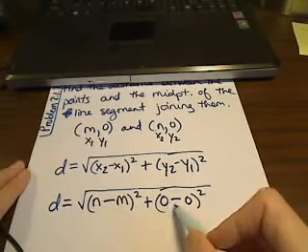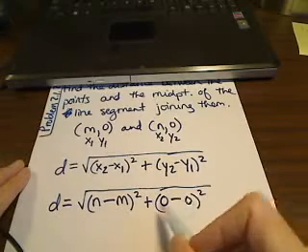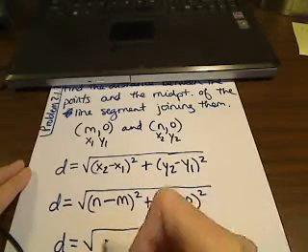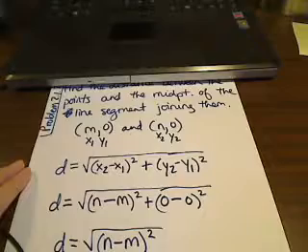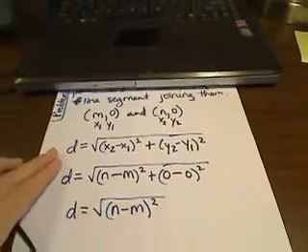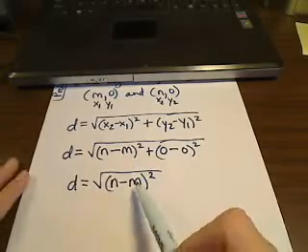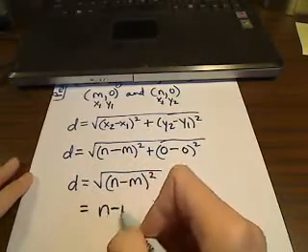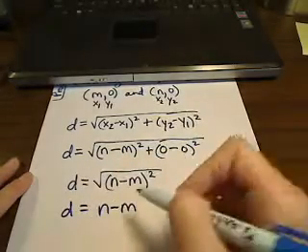Well, 0 minus 0 is just 0, so this part just goes away, and I'm left with the distance equaling the square root of n minus m quantity squared. Now to evaluate that, the square root of anything squared is just going to be that thing, so this is going to come out as n minus m.